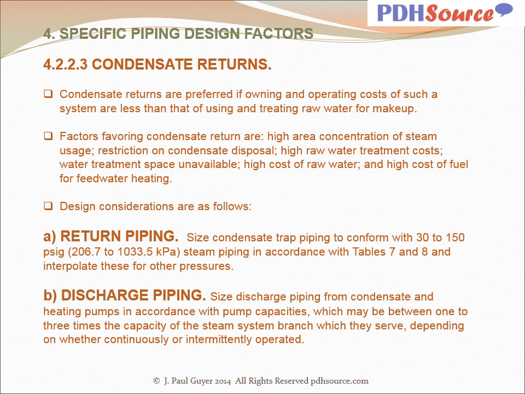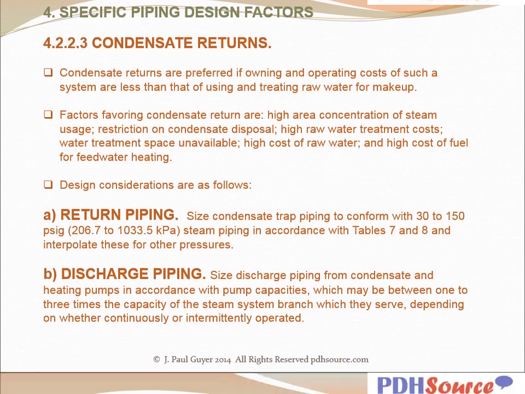Design considerations are as follows. For the return piping, size condensate trap piping to conform with 30 to 150 psig steam piping in accordance with tables 7 and 8 and interpolate those for other pressures. With regard to discharge piping, size discharge piping from condensate and heating pumps in accordance with pump capacities, which may be between 1 to 3 times the capacity of the steam system branch which they serve, depending on whether continuously or intermittently operated.